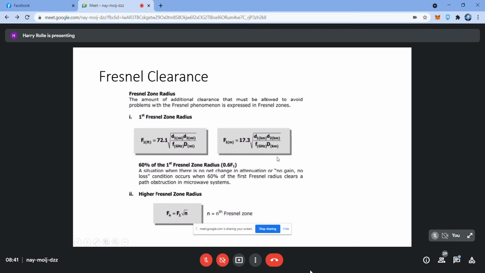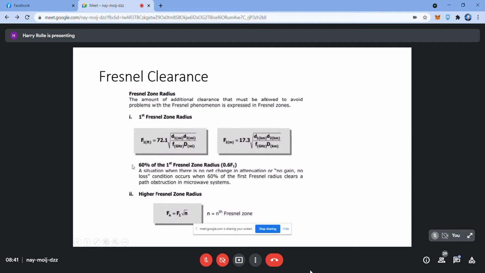So we have here also another formula that is used if we're going to use the meter as our unit. So we have 17.3 square root of D1 multiplied by D2, both of these in kilometers, all over the quantity frequency in gigahertz multiplied by distance in kilometers. So these are the two formulas for the Fresnel zone.